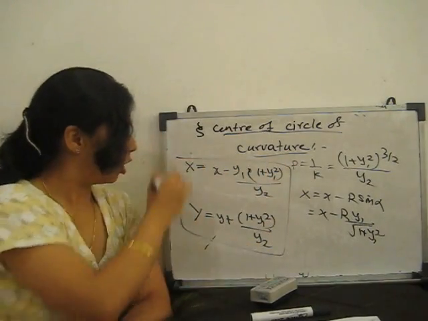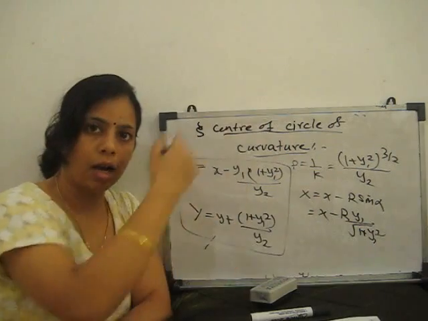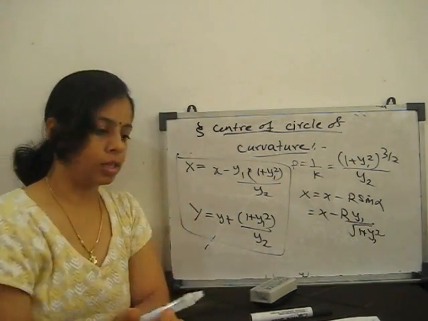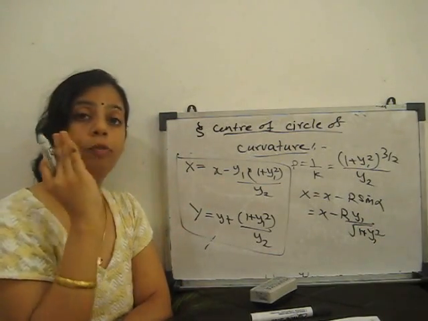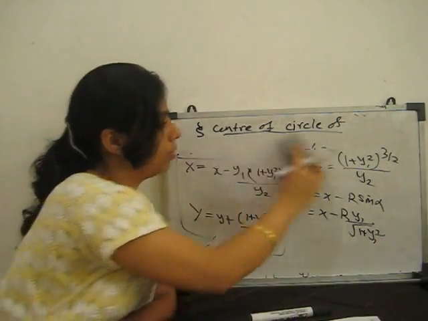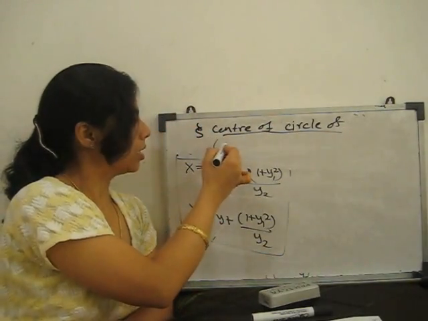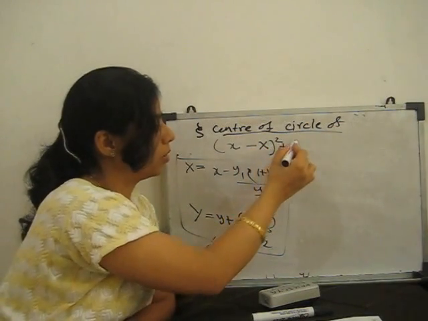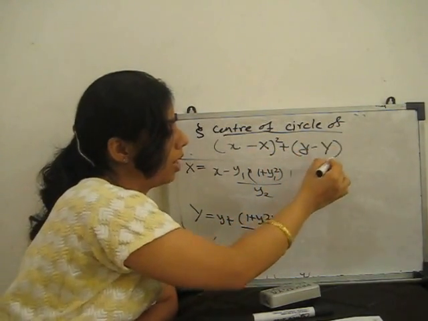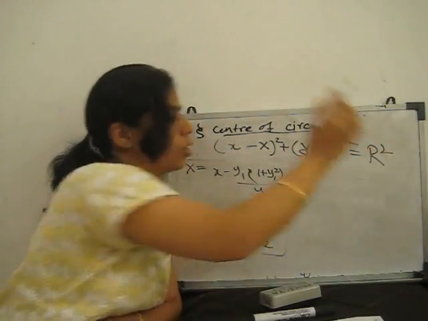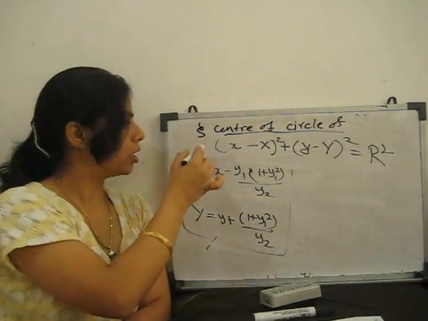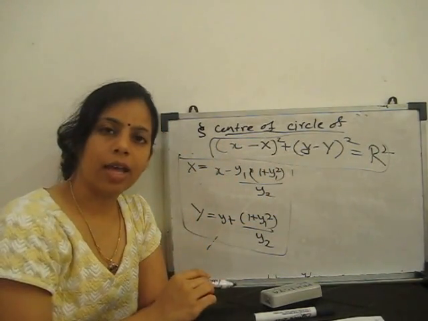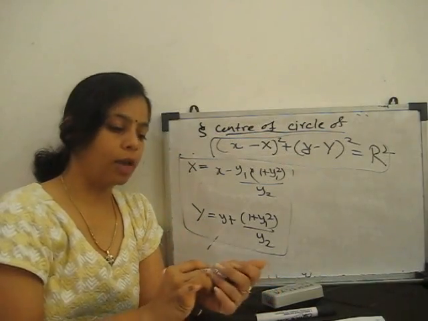So these are the coordinates for the circle which we draw with radius equal to the radius of curvature. So how do we find the equation of the circle? What is the equation of circle? (x minus X) square plus (y minus Y) square equal to r square. Clear? So this is the equation of circle, and X and Y are the coordinates of the center of the circle of curvature. Clear?